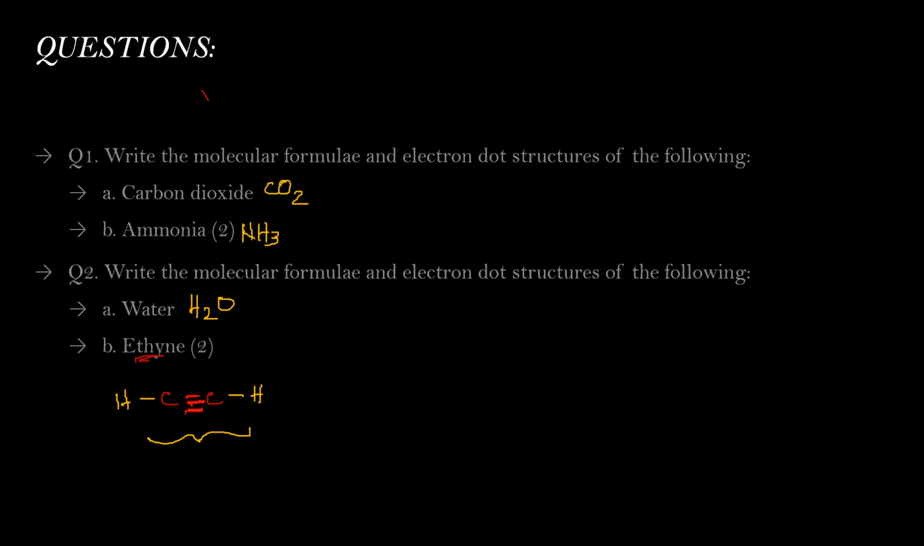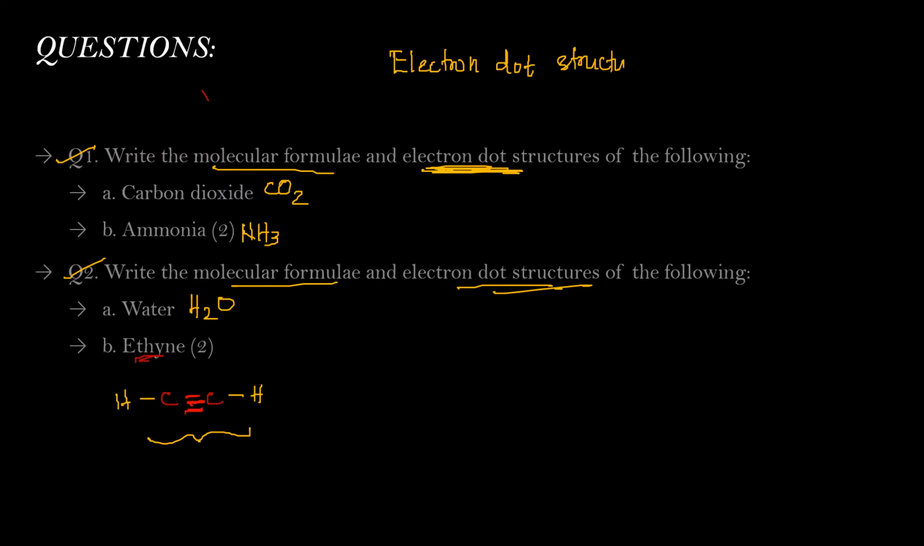So what you have to do is write the molecular formula and the electron dot structure of the following. How can you draw the electron dot structure? 2 marks here, 2 marks here. Similarly, you can expect many questions related to the electron dot structure. This is another important portion from this chapter. You must expect the electron dot structure. You have to study how to draw the electron dot structure of a particular compound. Okay, so we'll discuss.